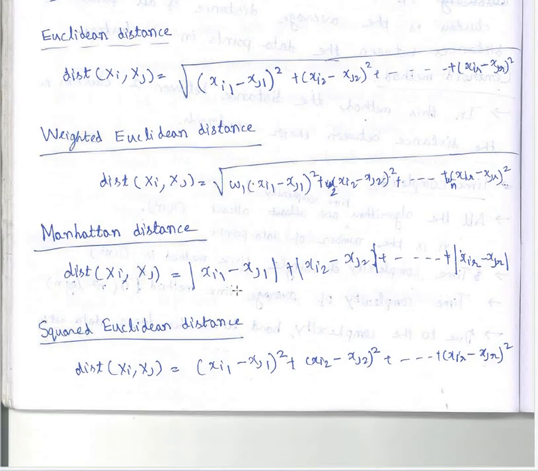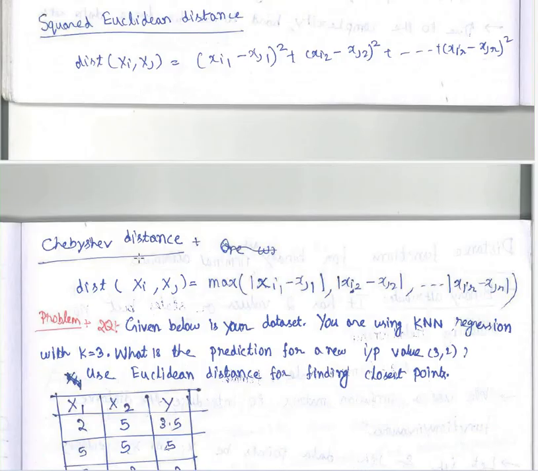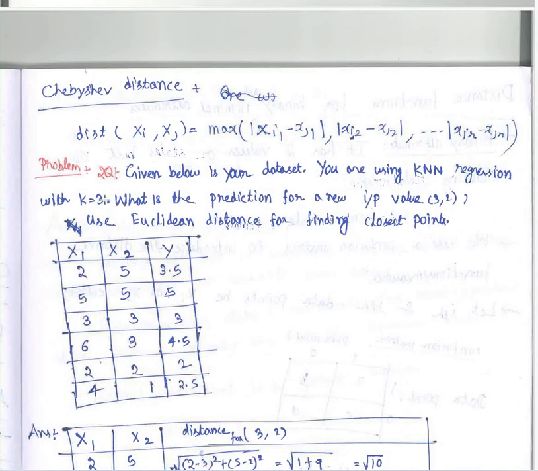Manhattan distance: mod of xi1 minus xj1 plus mod of xi2 minus xj2, etc. Squared Euclidean distance: (xi1 minus xj1) whole square, and we don't have the square root here. Chebyshev distance: the maximum of all the differences.